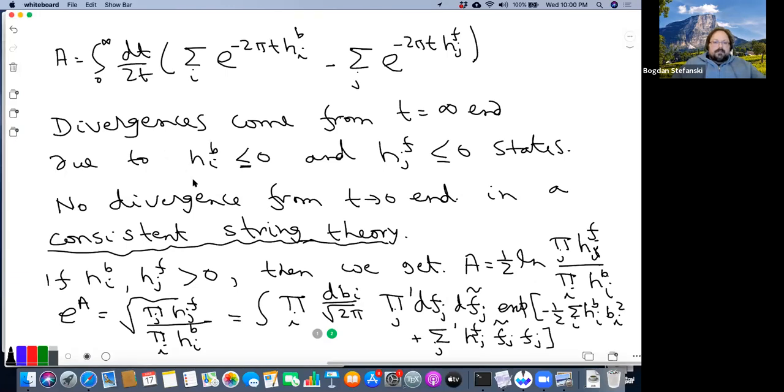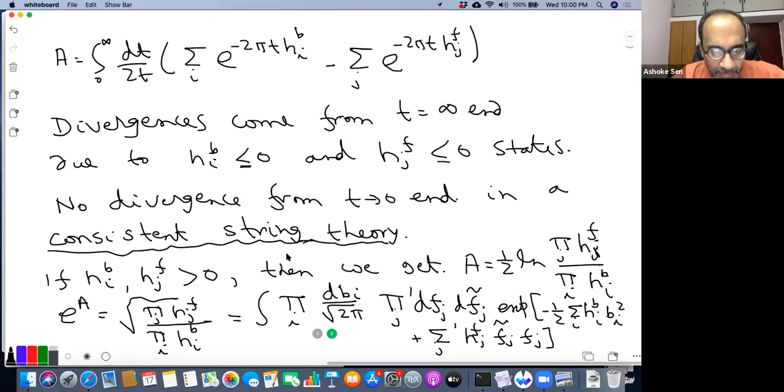Okay, so let me remind you that this is where we were. We had this expression for e to the A, and now we have expressed this as an integral. And our goal will be to try to interpret this, first of all, as a gauge fixed path integral of a gauge invariant string field theory, and then try to go back to the gauge invariant form.